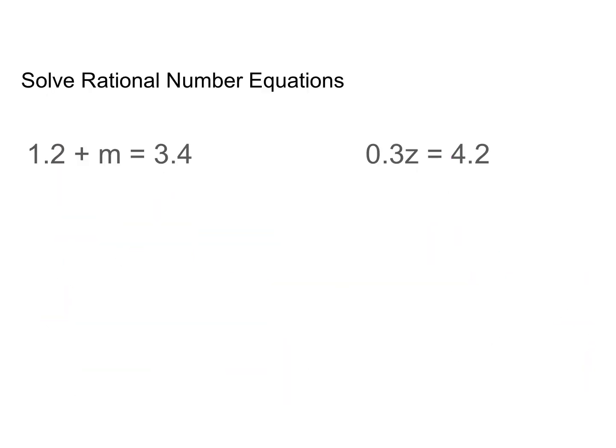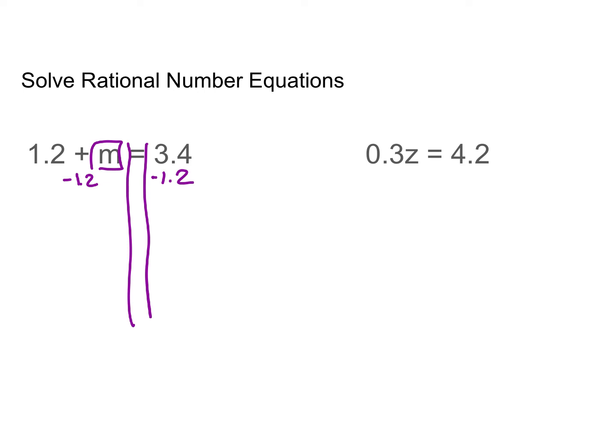All right, if I need to solve an equation, I'm going to do the exact same steps that I did when I solved equations with whole numbers or integers. I'm going to try and isolate or get this m all by itself. To do that, I want to do the opposite of what I see. I see plus 1.2. So I'm going to subtract 1.2 from both sides.